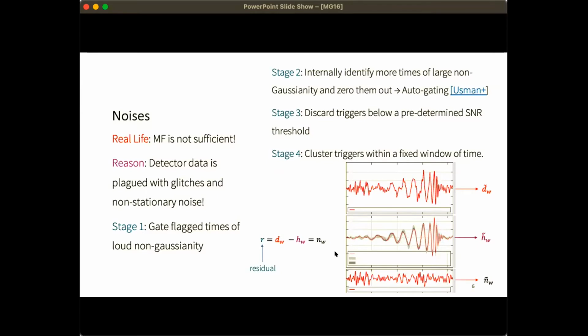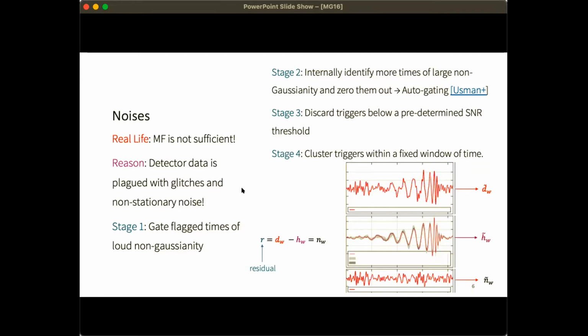And to deal with them, the PyCBC search follows a multi-stage approach. It first windows out flagged times of loud non-Gaussianity, and it then tries to internally identify additional times of large non-Gaussianity and zero them out using the process of auto-gating. The underlying principle behind this is pretty simple to understand. Given the whitened detector data, you look for instances where the data is significantly deviated from Gaussianity. By significant, I mean more than 50 sigma or so. If you find such an instance, you window out a second of data around the noise trigger.